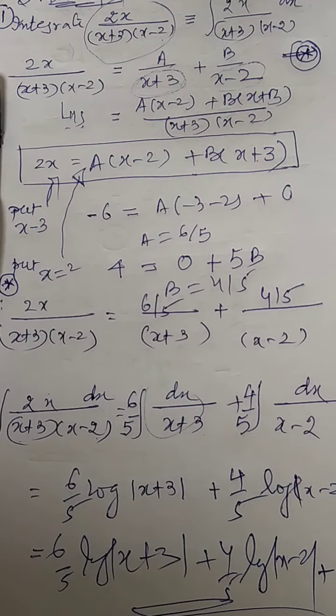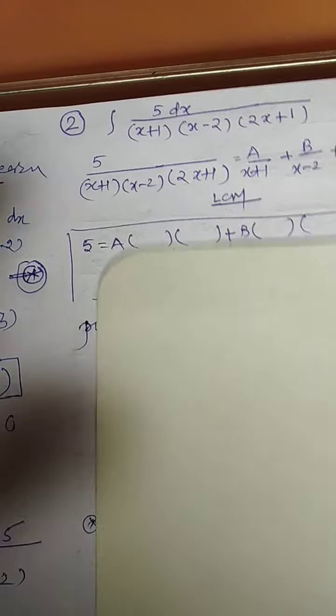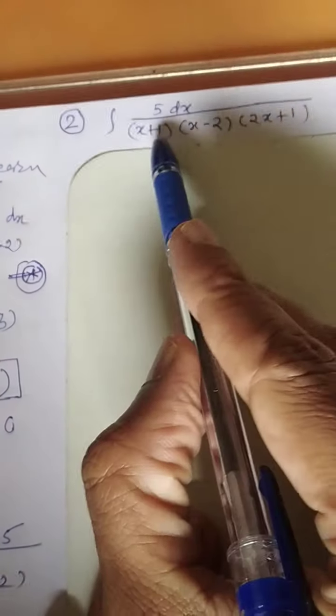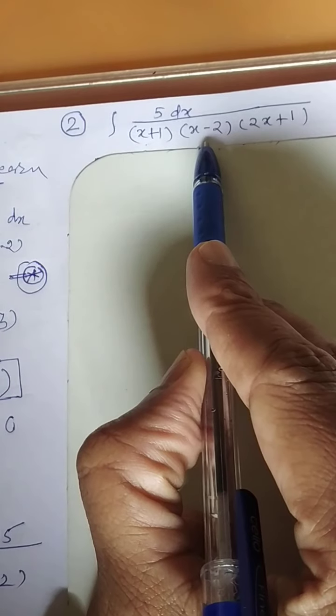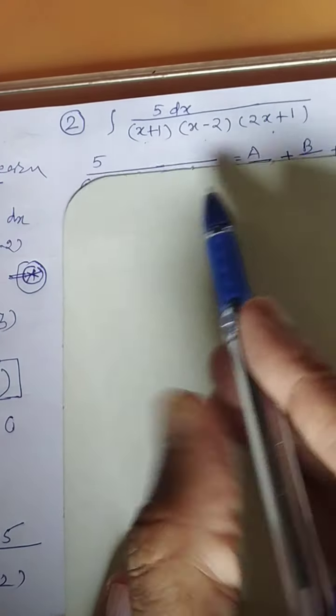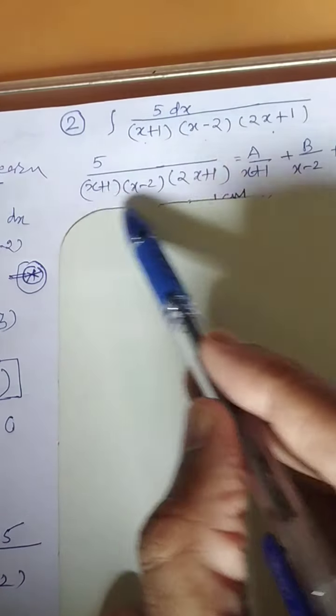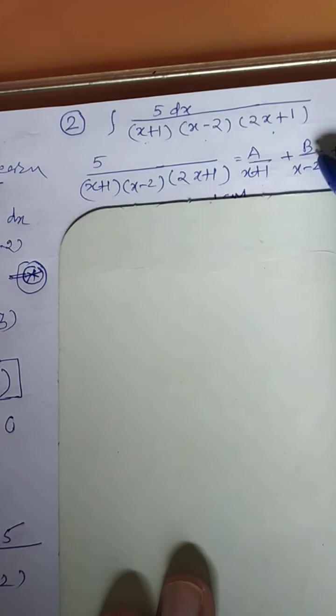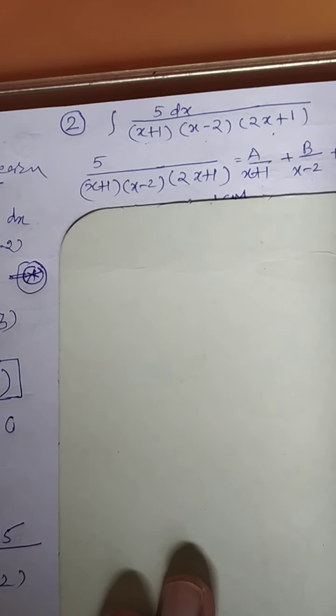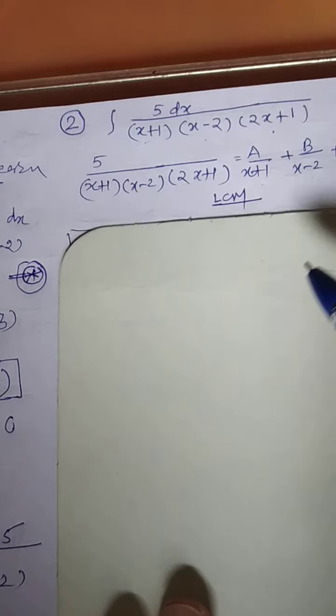Now see the next question. If the number of factors is more, x plus 1, x minus 2, 2x plus 1, what to do? This integrand will be written as a upon the first factor, b upon the second factor, c upon the third factor. All are linear, therefore we are using this method.